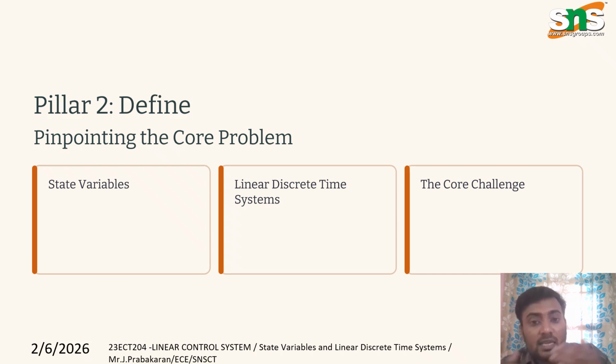In a discrete time system, signals are observed only at a specific time interval. For example, k equal to 0, 1, 2, 3, 4, and so on. Instead of continuous time, we look at separate sampling instances. The state equations predict the future state from the current state.